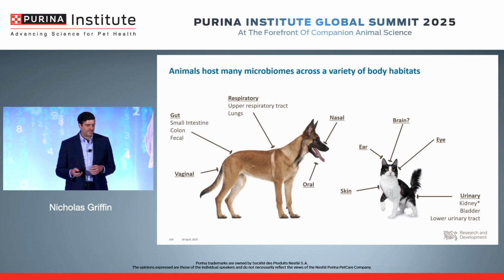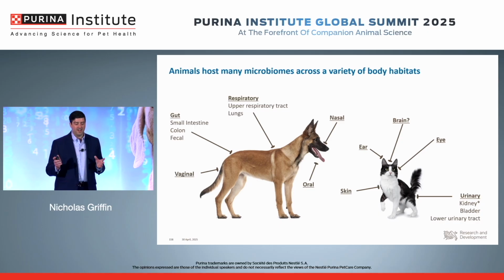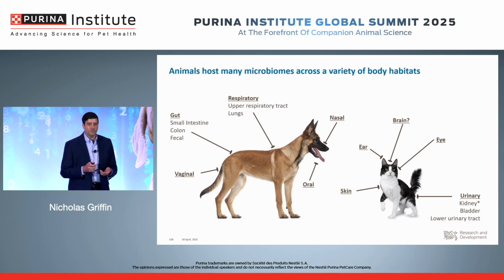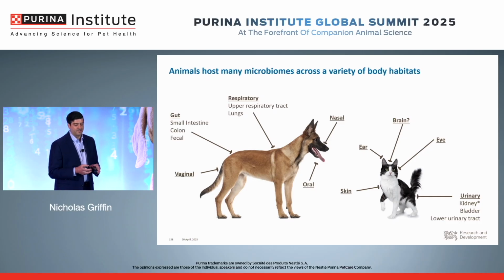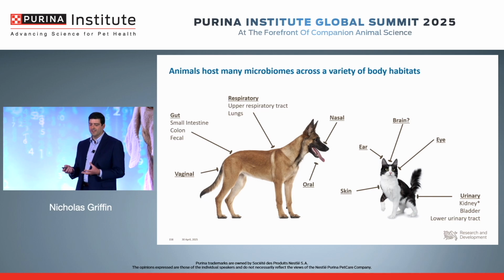Now, animals host many microbiomes across a wide variety of their body habitats. Many of these are really well known, really well studied. You will all recognize the gut microbiome most likely, the vaginal microbiome, the microbiome of the mouth, the respiratory system, the skin. But some of these are really emerging areas of research that only in the last decade or two have kind of taken off.